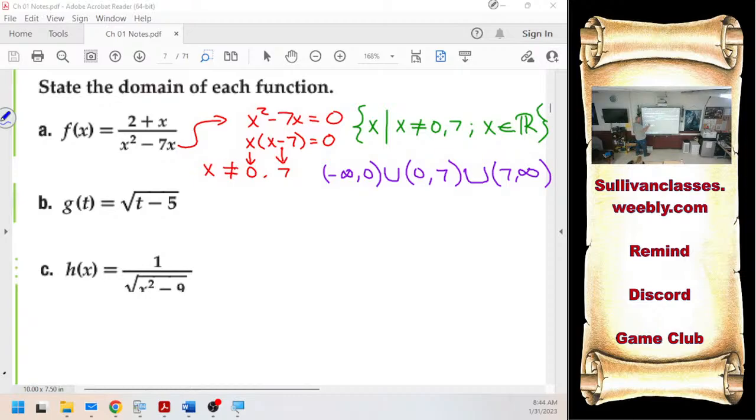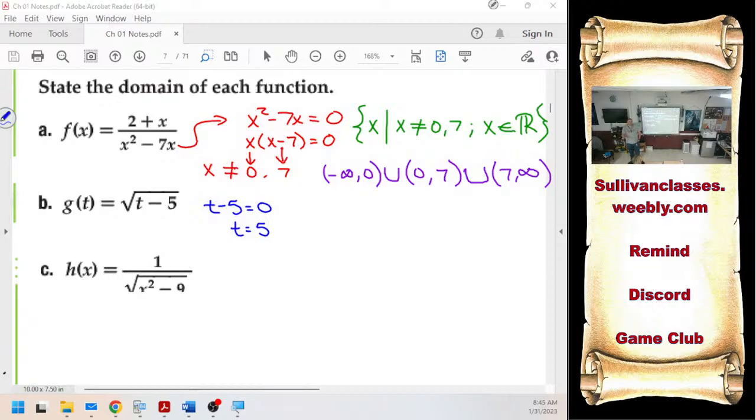So, I'm not allowed to take the square root of negatives. Can I take the square root of 0? Yes, question mark? If you've got a calculator, try it. What's the square root of 0? 0. So, I'm going to set this equal to 0 because that's going to be my dividing line between I can and I can't. And I get something nice and simple, t is 5.